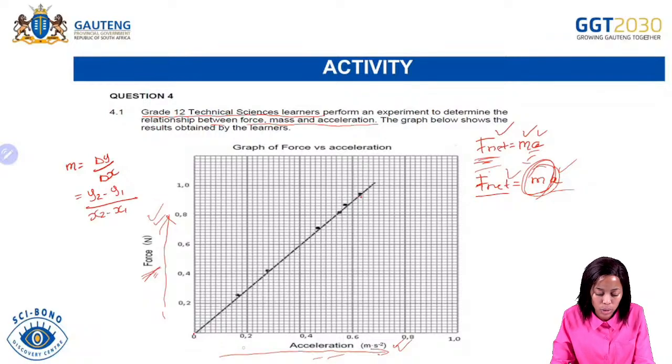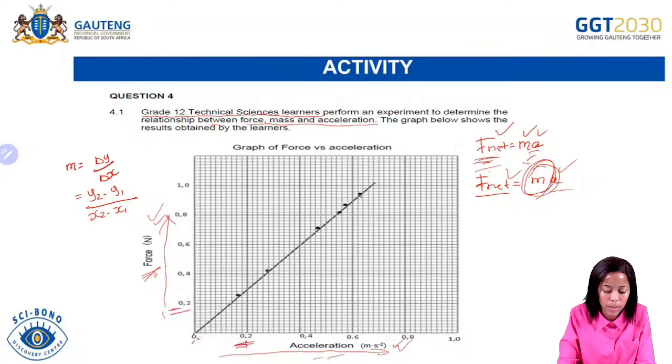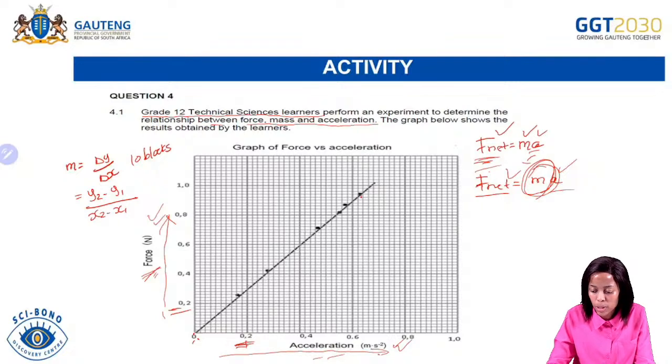So what is the first thing that you are going to do? On the x-axis and also on the y-axis, you can see that the first one there is represented by 0.2. So you need to calculate the number of blocks that you have from 0 to 0.2. You can see that you have 10 blocks. So we're going to say 0.2 divided by 10 blocks.